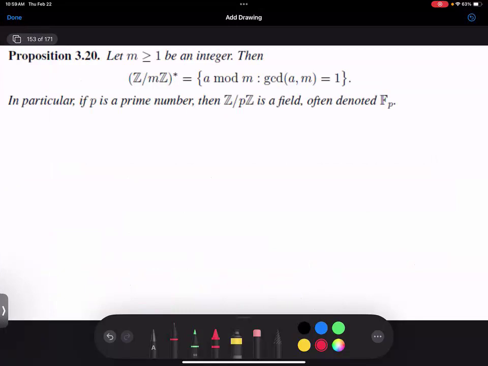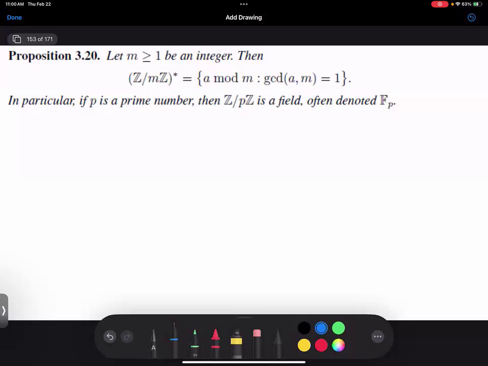One of the consequences of this is this beautiful result. If we look at Z mod MZ star, this is the set of invertible elements. And it turns out that these are all the A's that are relatively prime to M. In particular, if P is a prime number, then Z mod PZ is a field. That just means the non-zero elements are all invertible, because in that case, the only troublesome element is the zero element. So this is a great example. This is our clock arithmetic, coming back to play.